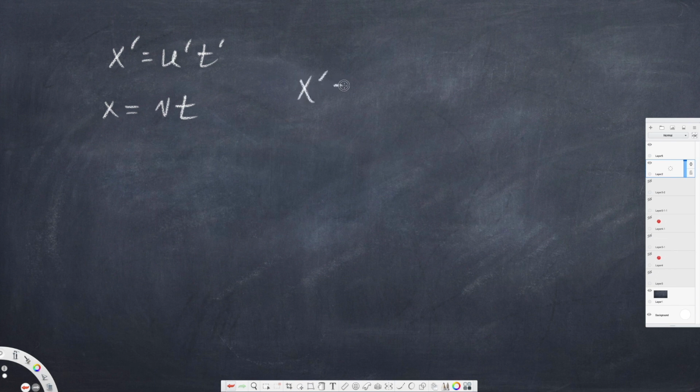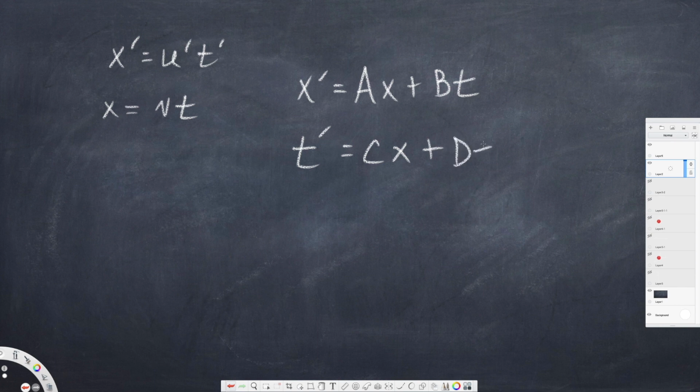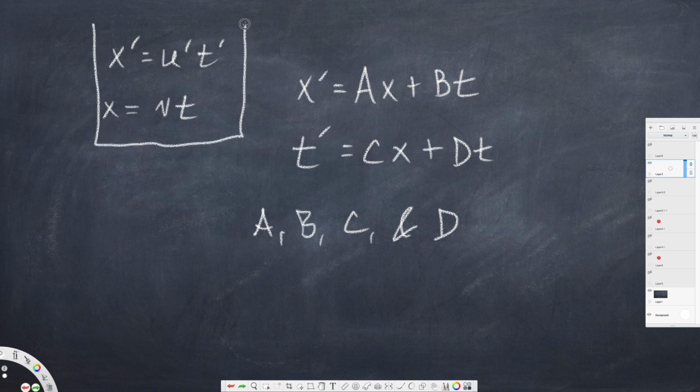X' can be written as some constant times the S frame's position plus some constant times the S frame's time. The same can be said about the T', which can be made up of c times x plus d times t. To determine the constants a, b, c, and d, we will make these equation 1, and these will be equation 2.